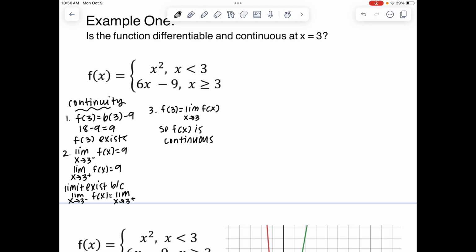And really, just a reminder, you don't need to do this for every function you're given, but things like piecewise functions is a time that you really do need to check differentiability. If it's a basic function, you don't need to check whether the left-hand and right-hand limit equal each other, because you just know that.